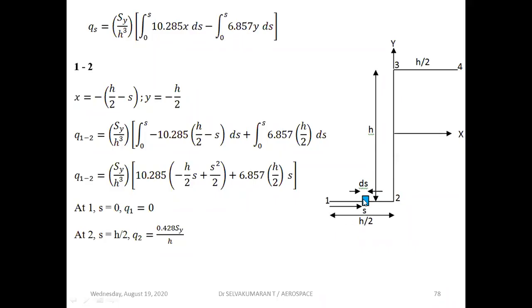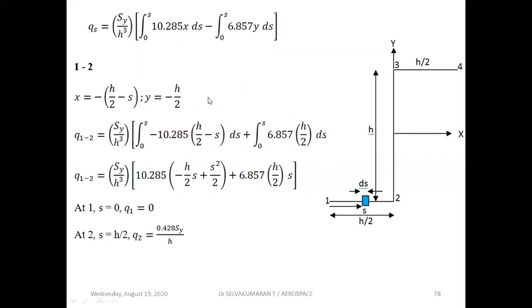H by 2 minus s will be this distance. This is the x distance. And if you just draw the quadrants, first quadrant, second quadrant, third quadrant, fourth quadrant. In the third quadrant x is negative, and this small element is located at a distance of h by 2. It is in the third quadrant.